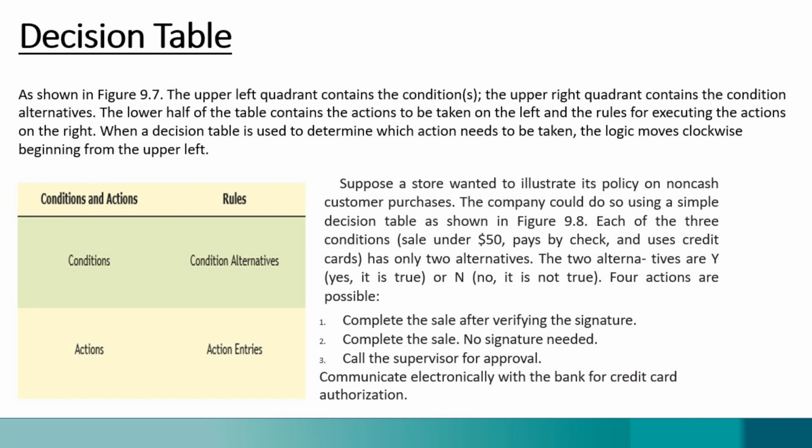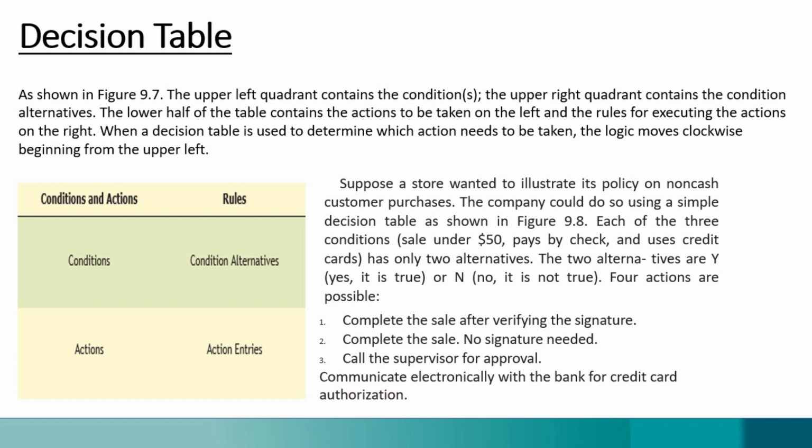4 actions are possible. Complete the sale after verifying the signature. Complete the sale. No signature needed. Call the supervisor for approval. Communicate electronically with the bank for credit card authorization.